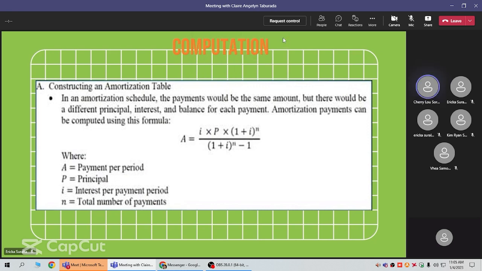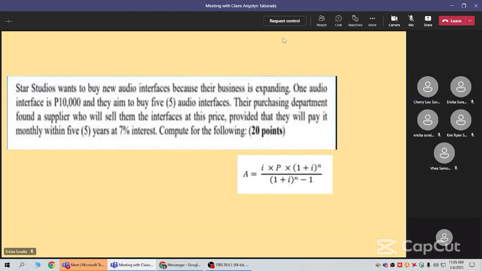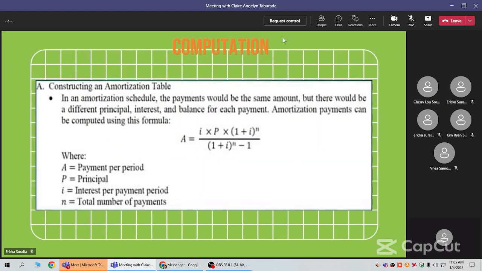So I stands for interest per payment period. We are going to get that later. So P, which is the principal, times one plus I raised to n. The I is the interest per payment period and n is our total number of payments.